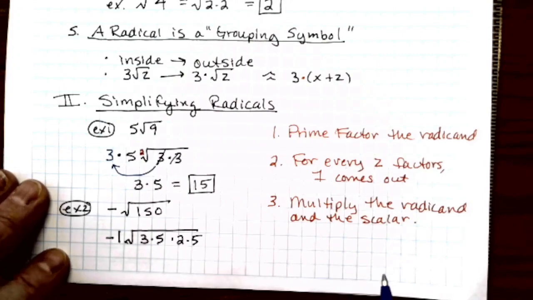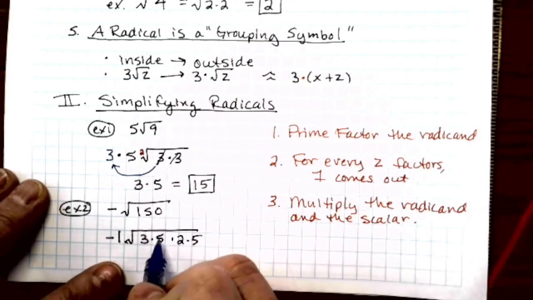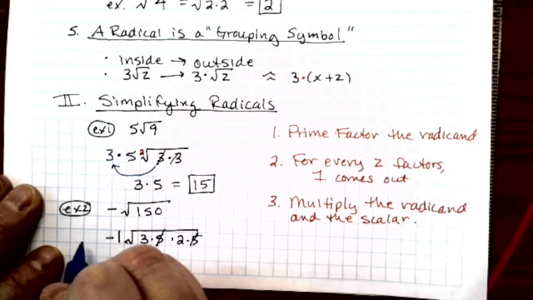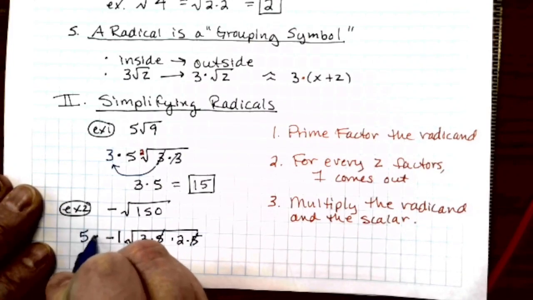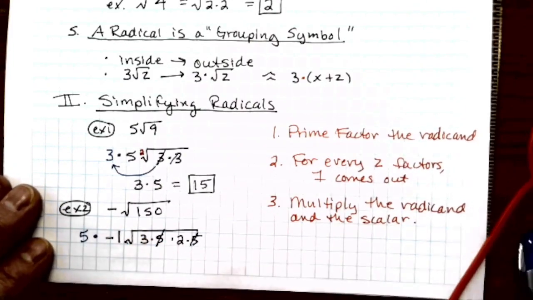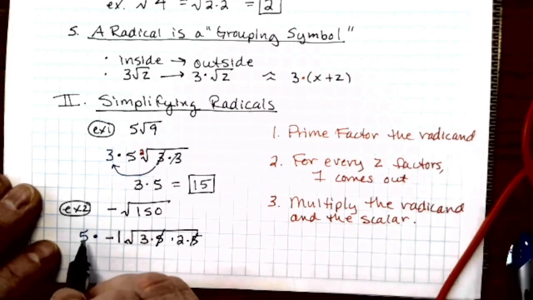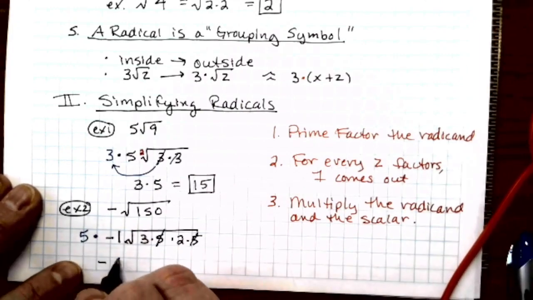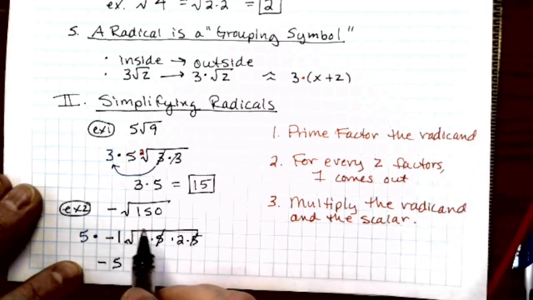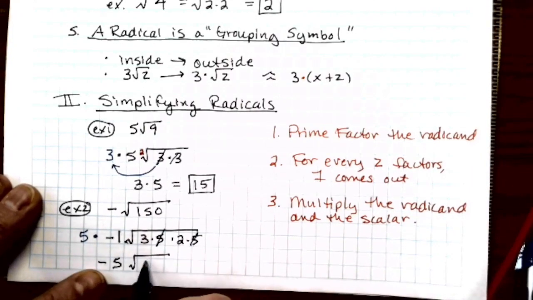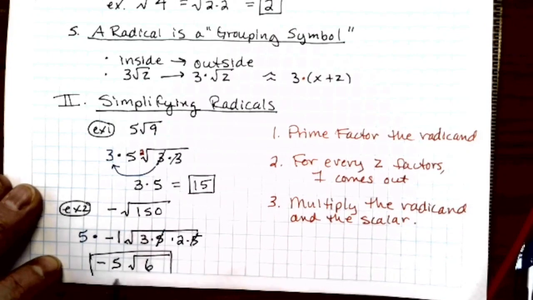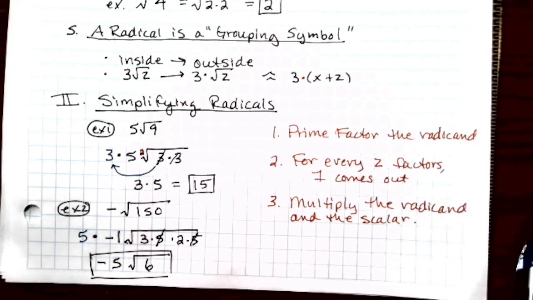So number 2, for every 2 factors, 1 comes out. So I have 2 5s. 1 comes out to the front where it gets multiplied by the negative 1. So your last step is to multiply the scalar. So 5 times negative 1 is negative 5. And multiply the radicand. 3 times 2 is 6. And that is completely simplified.